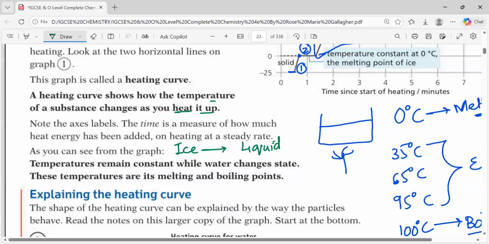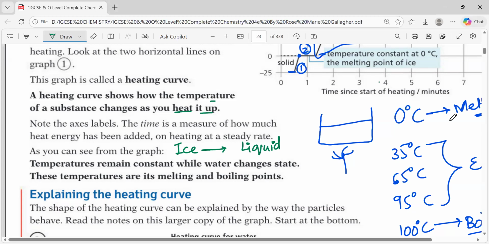Wait a minute. Is this visible? Is my screen visible? Yeah, now it's visible.